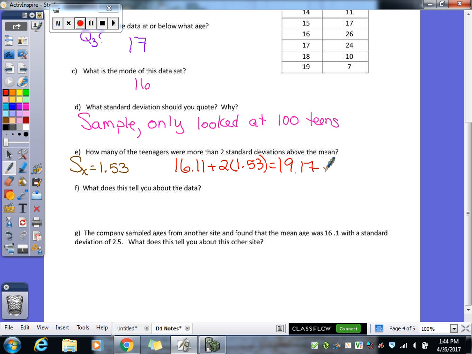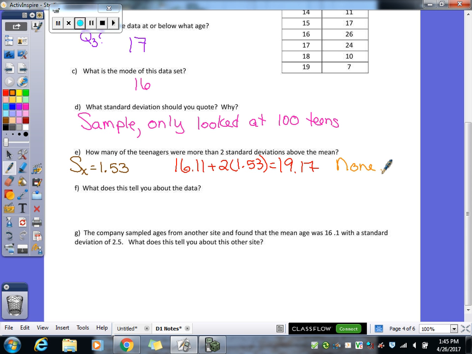So if we look at our chart, are there any teenagers that are higher than 19.17? No. So there would be none. None of them are higher than 2 standard deviations above the mean.